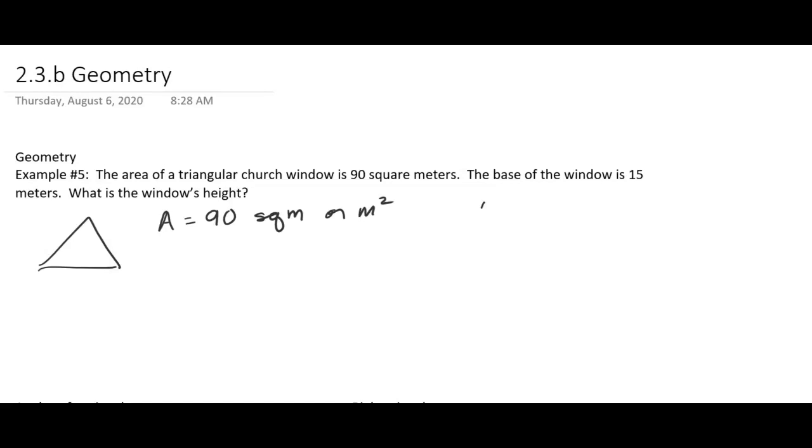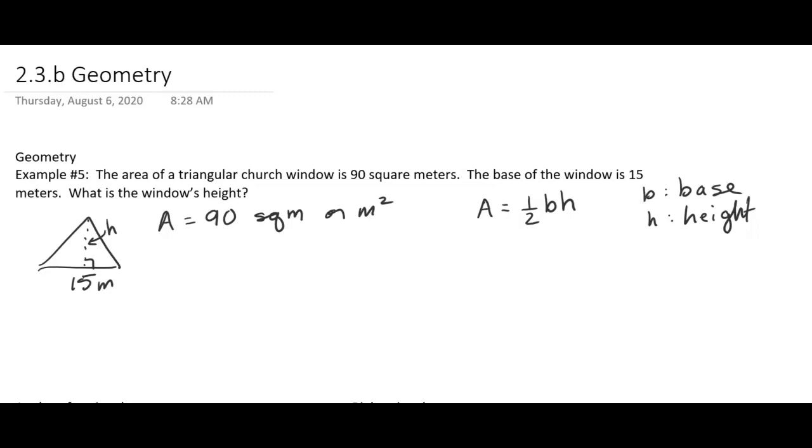The formula for the area of a triangle is A equals 1/2 times the base times the height. So B is for base and H is for height. Now we actually saw that formula in the last video. It tells us the base is 15, that's this distance here, 15 meters. And then the height is from the angle across from the base. If you draw a perpendicular, so that's a right angle, and you draw that straight down, that's the height. And they are asking us what is the height of the window.